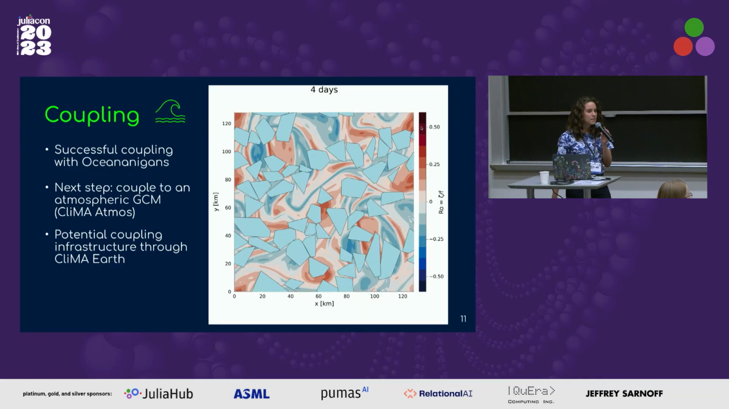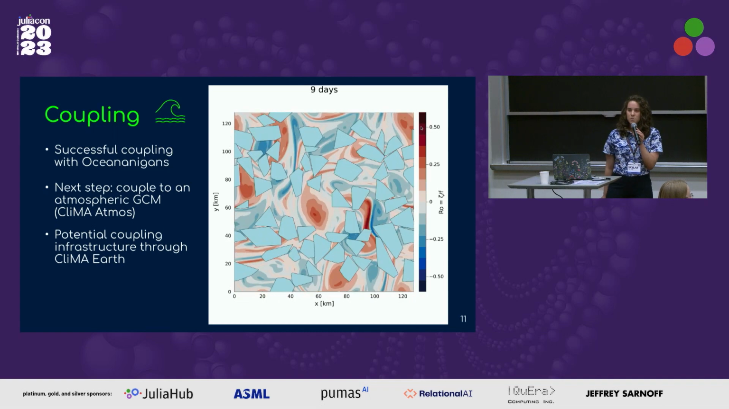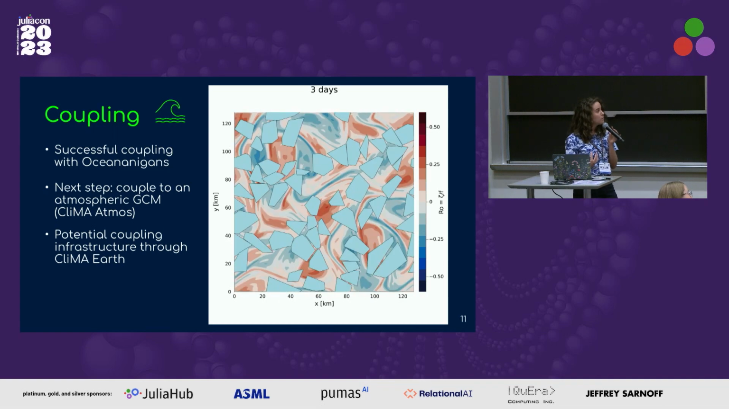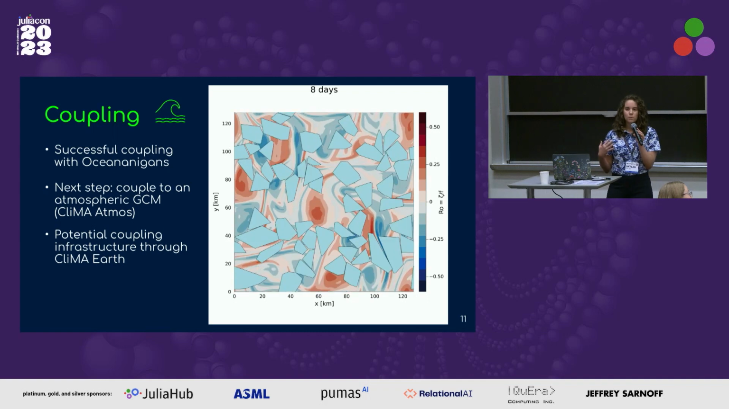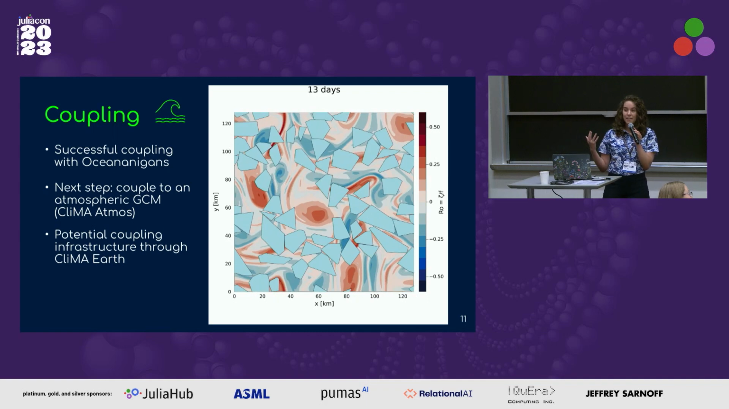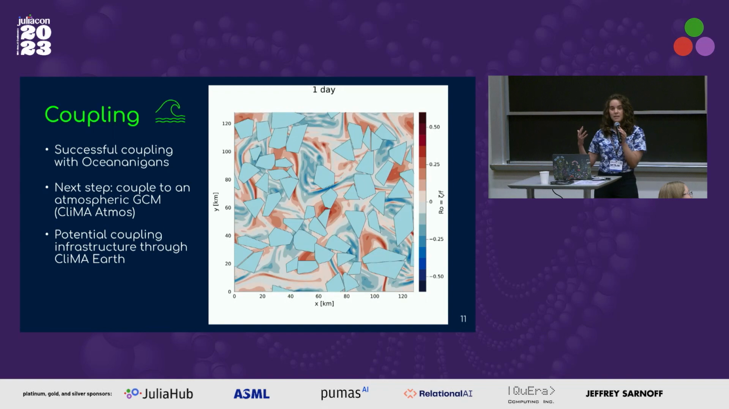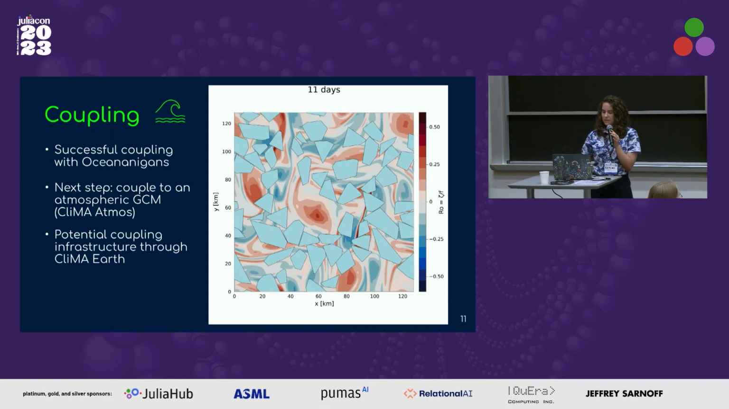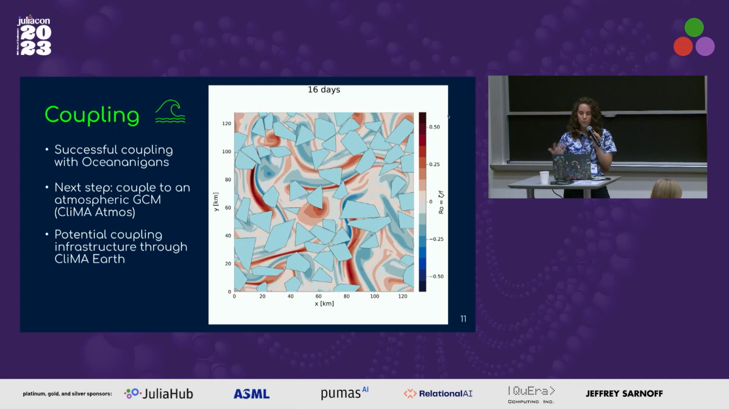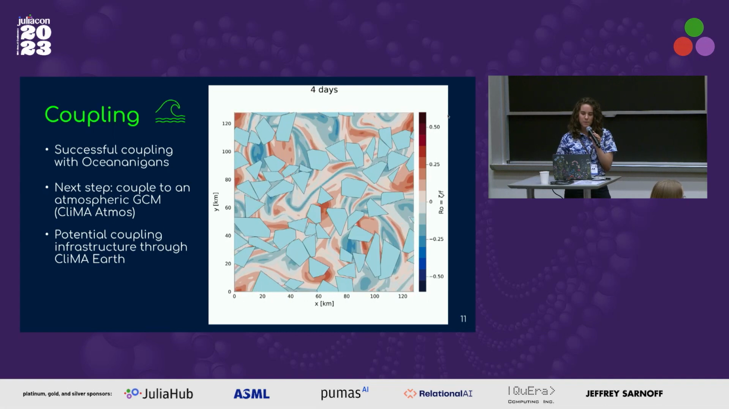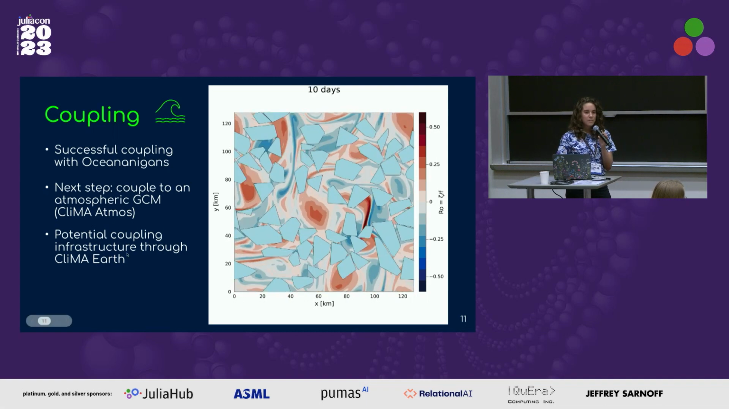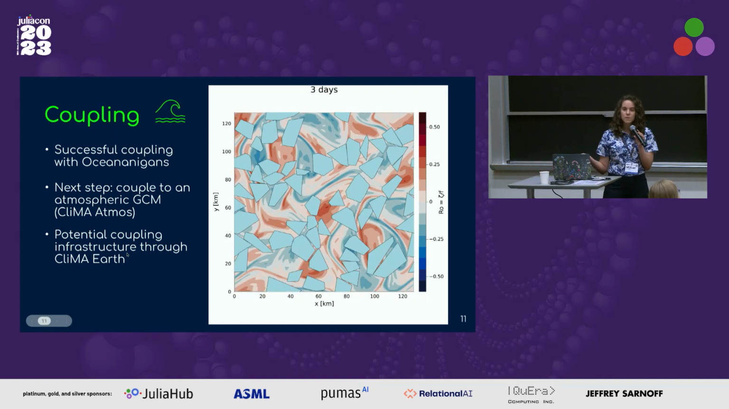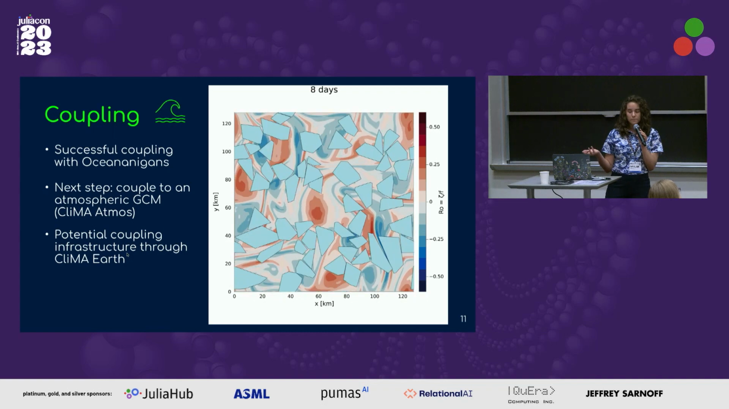The other thing is coupling. So we've been working on coupling with Oceananigans, which you just heard about. We've successfully coupled both one-way and two-way with Oceananigans, which means one-way is the ocean affecting the ice, and two-way is ocean affecting ice, but also ice affecting the ocean. And so we're working on that. This is a one-way coupled GIF, but we're running preliminary experiments now.